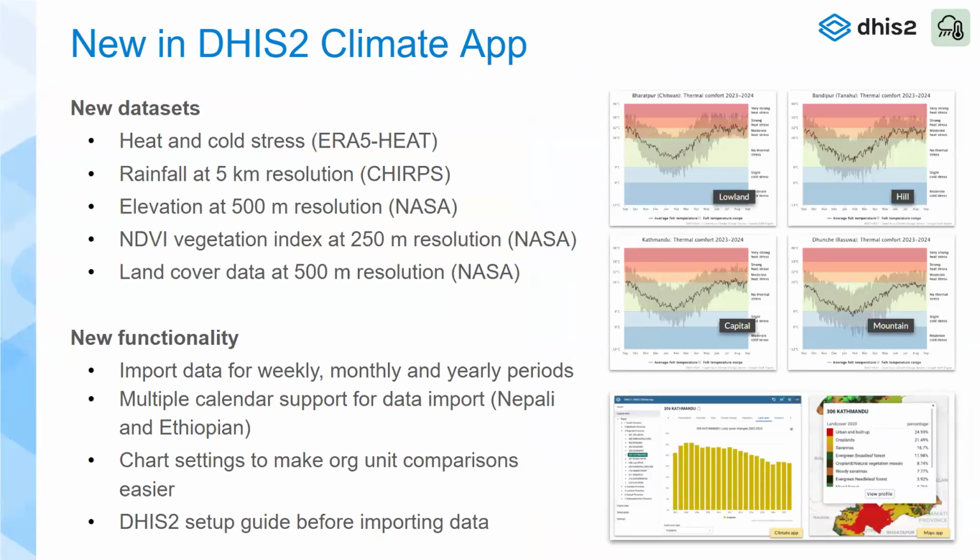So what's new in the climate app? I just wanted to tell you about the climate app before I say what's new. All these new data sets are now available: heat stress, and rainfall with CHIRPS, which turned out to be much better than ERA5 in many countries. We use the CHAP platform to assess which of these precipitation data sources is best for my country. In some countries it's ERA5, in other countries it's CHIRPS, like in Uganda, for instance. Elevation is super important for Ethiopia and Nepal, and others, of course.